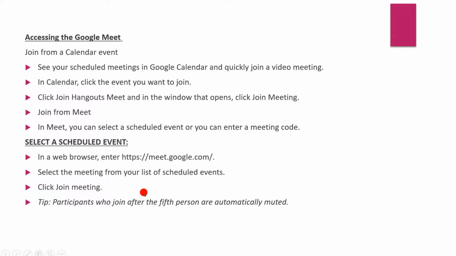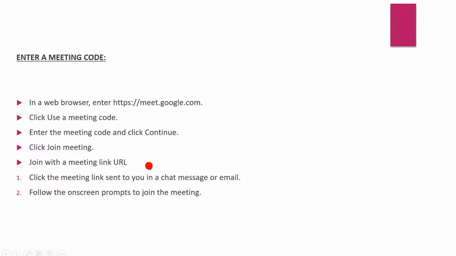Participants who join after the fifth person are automatically muted. This is a tip in Google Meet. And for entering a meeting code, after going to meet.google.com, you should click use a meeting code, enter the meeting code and click continue.